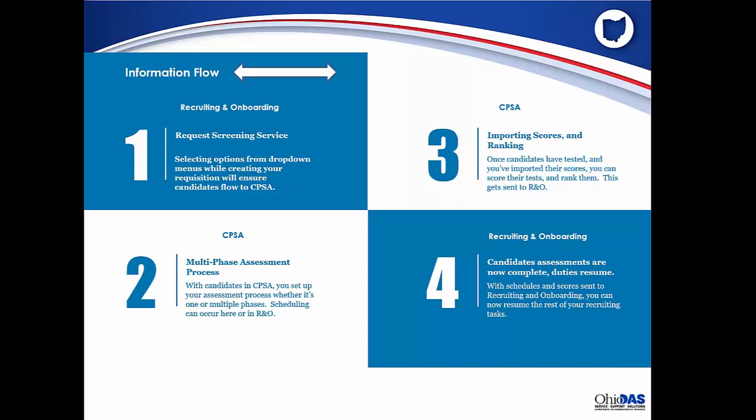And once that's all sent over, once you're finished with that, you've done your assessments, you've passed, failed, ranked them, then over in Recruit and Onboard number 4, schedules and scores are there. You just resume the rest of your recruiting tasks. And that's the process that we're going to show today, but with a few branching scenarios at the end, such as how things relate to self-scheduling, and how you can share scores from one rec to another.